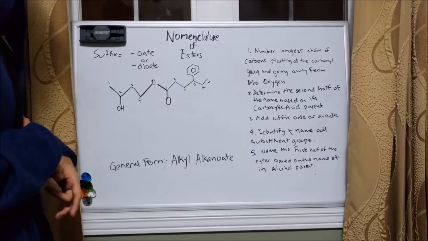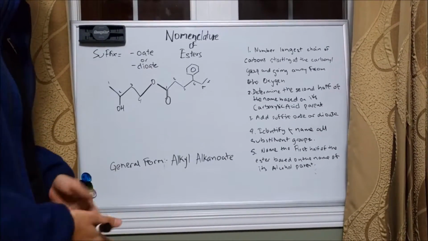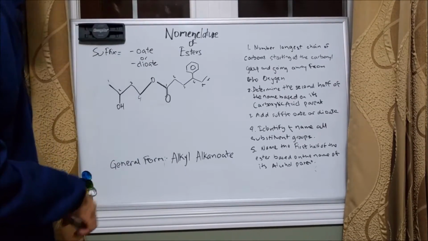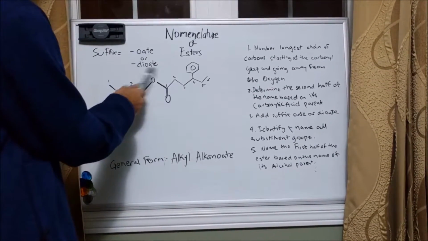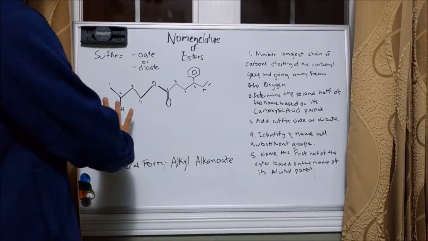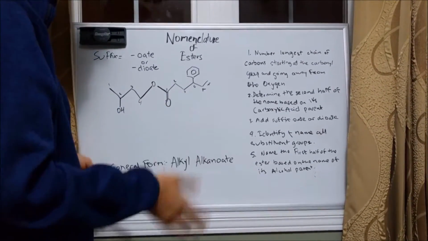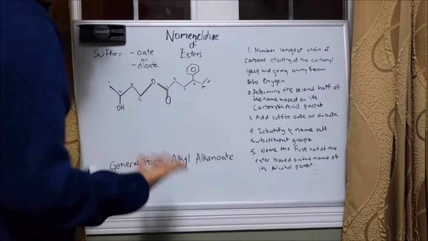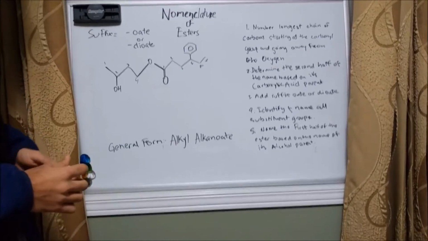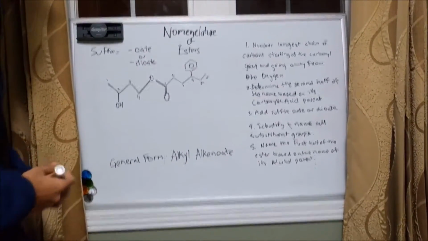Now let's talk about naming, also known as nomenclature, of esters. The main suffix you'll be adding in the name of an ester is -oate or -dioate. Here I have an example which I'll be using to go along with my steps and name it as I go. First step, you number the longest chain of carbons starting at the carbonyl group and going away from the oxygen.